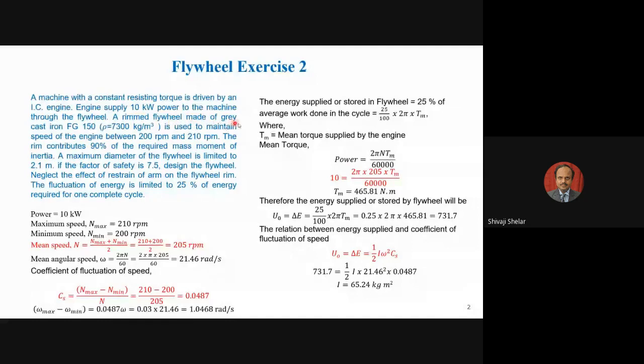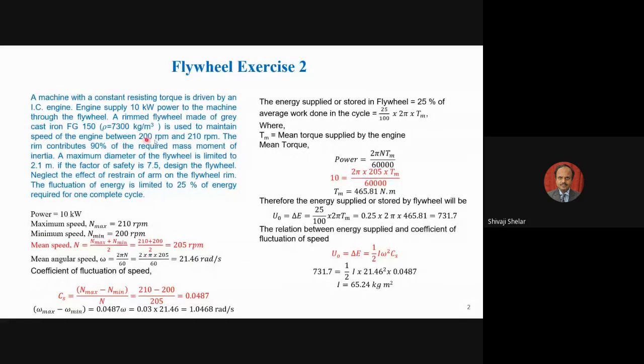Rimmed flywheel is made up of gray cast iron. The grade is given here as FG150. The density of this gray cast iron is 7300 kg per meter cube. It is used to maintain the speed between 200 rpm to 210 rpm. The fluctuation in the speed permitted is in the range from 200 rpm to 210 rpm.